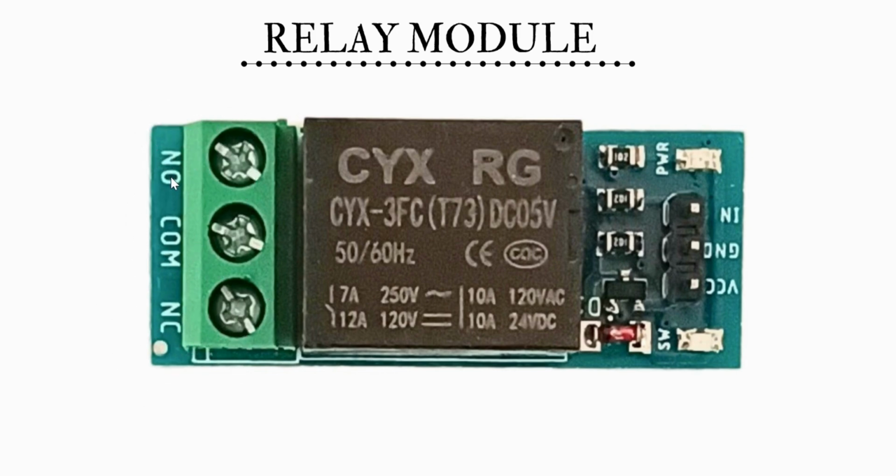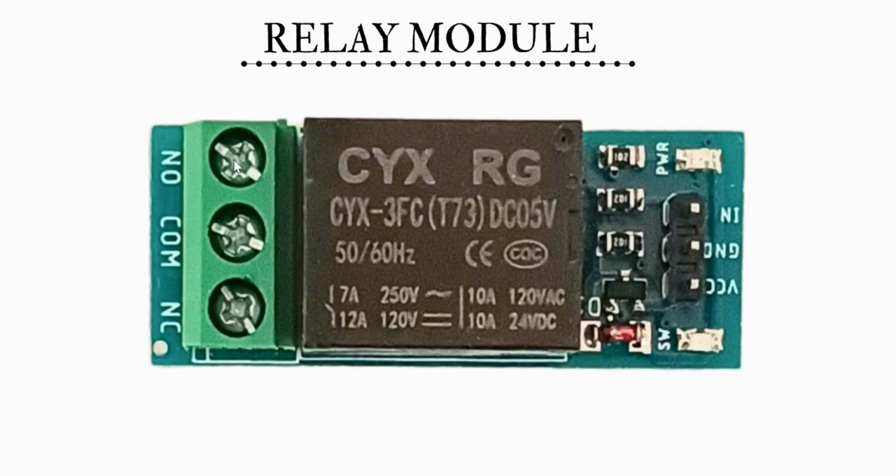What is NO and NC? NO means normally open. So in the circuit, remember this one. In the circuit, if we say the circuit is open, then that means it is in off condition. If we say the circuit is closed, then that means the circuit is in on condition. So this is how things will be working in a circuit.